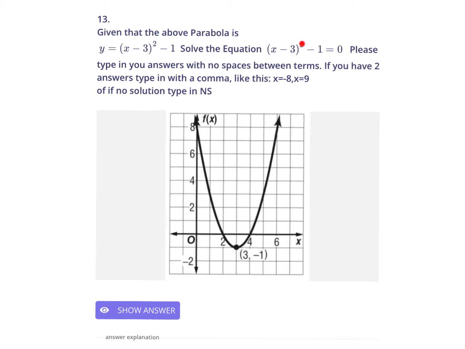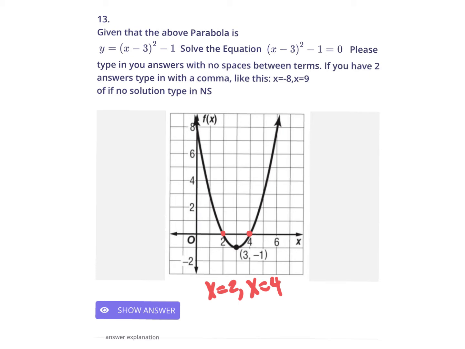But you don't have to solve it algebraically because you have the graph right here and you could clearly see that the x-intercepts are x equals 2, x equals 4. And that's it. That's your answer. Okay, x equals 2, x equals 4.